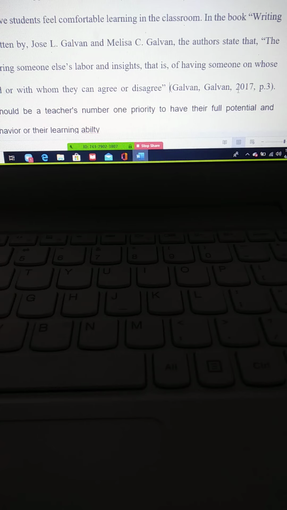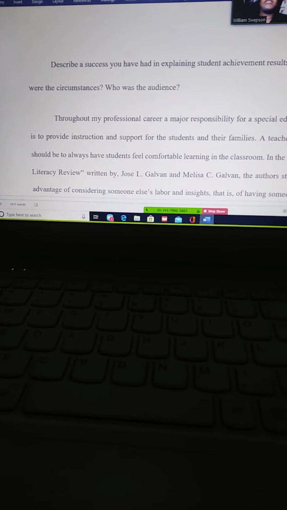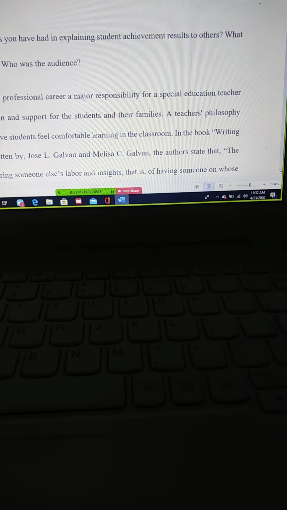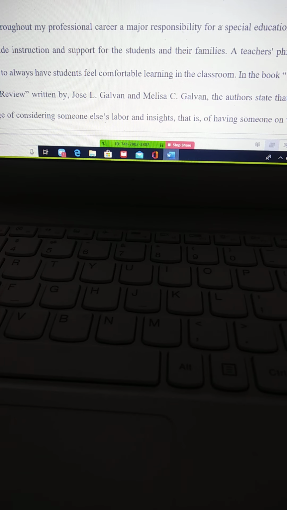I think it sounds better, because I think it suits. Here again, what you're trying to answer, we go back to the question: describe a success you have had in explaining student achievement results to others. So does this? Because I don't think there's enough information on the quote that you have here. You know what I mean? It doesn't help you describe. It doesn't help.